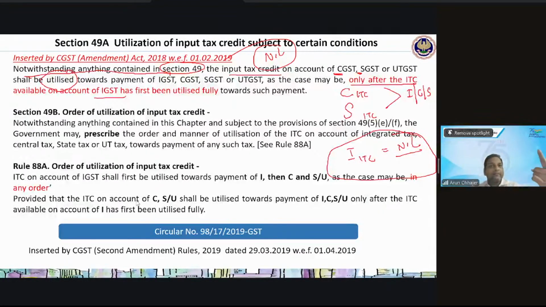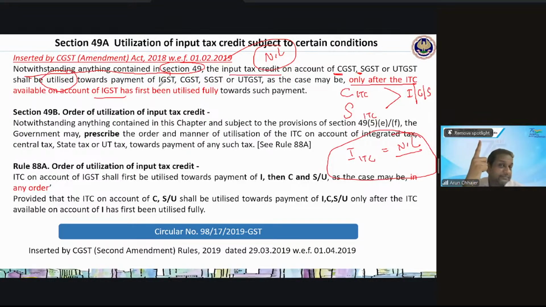Now I am asking one important point. What is the problem in 49A? There is one problem in the 49A. What is that problem? There is one big problem in the 49A. Can you tell me any problem in the 49A?